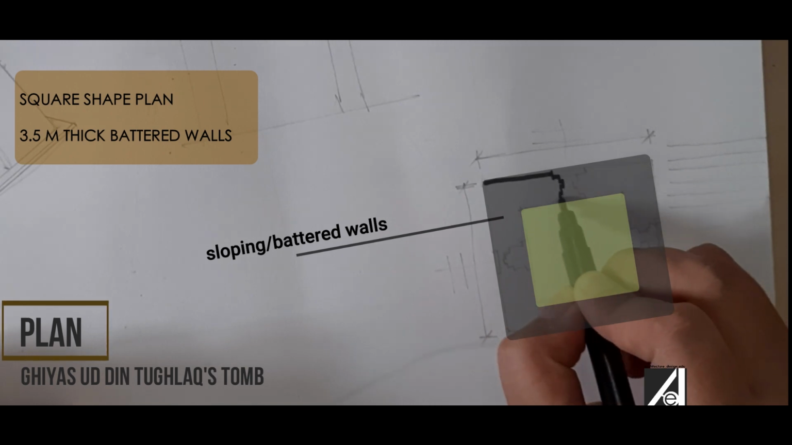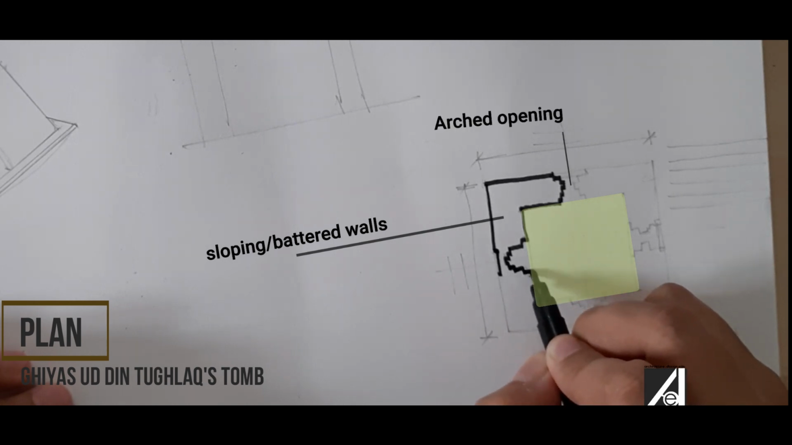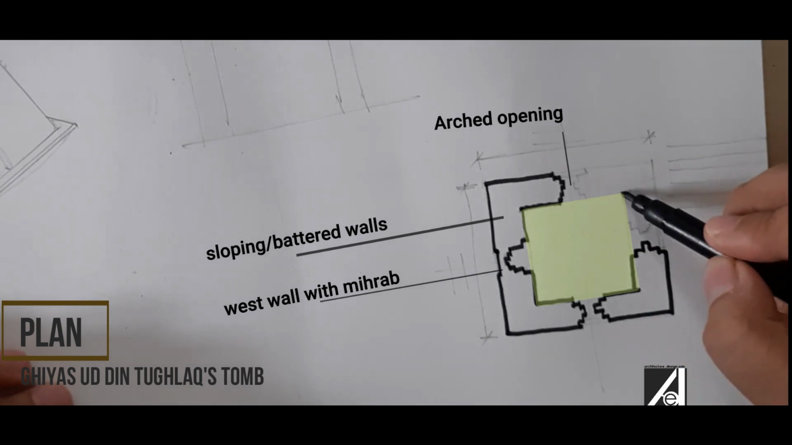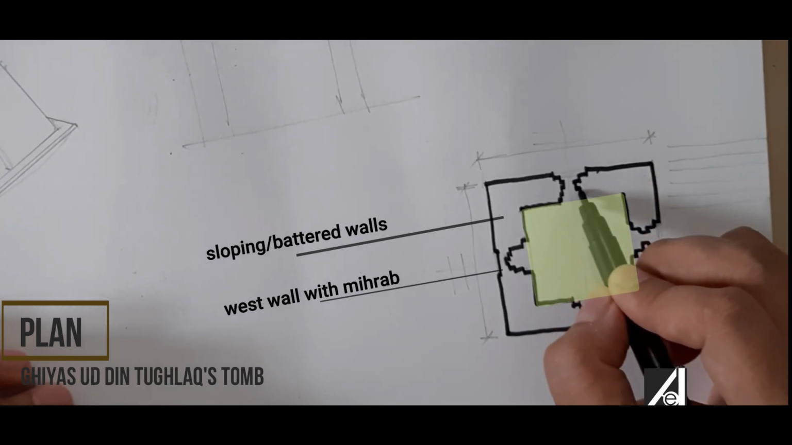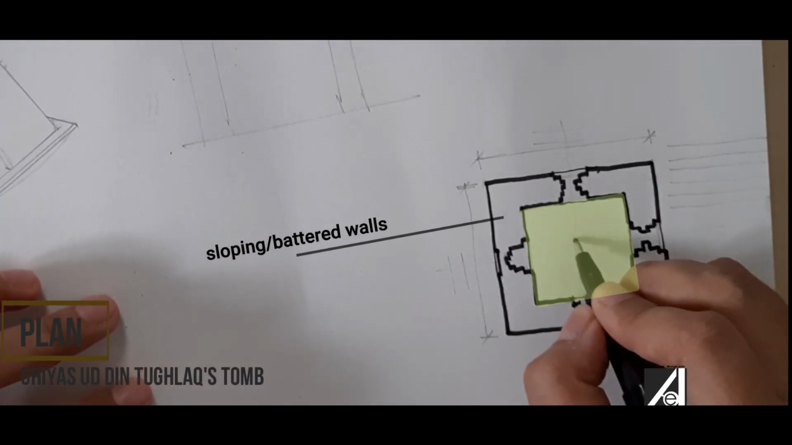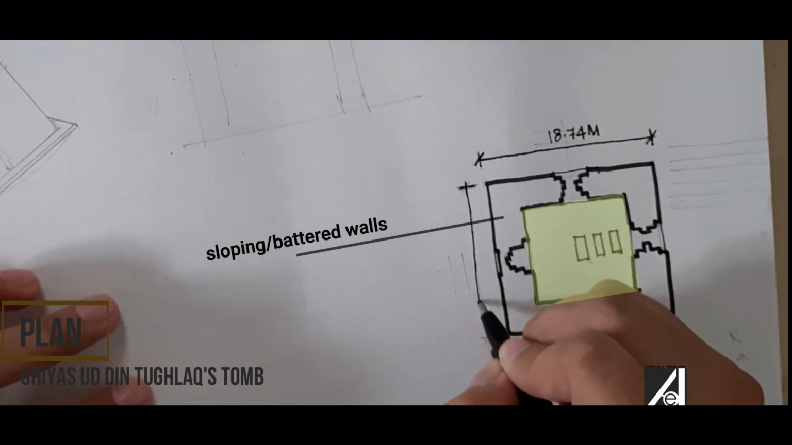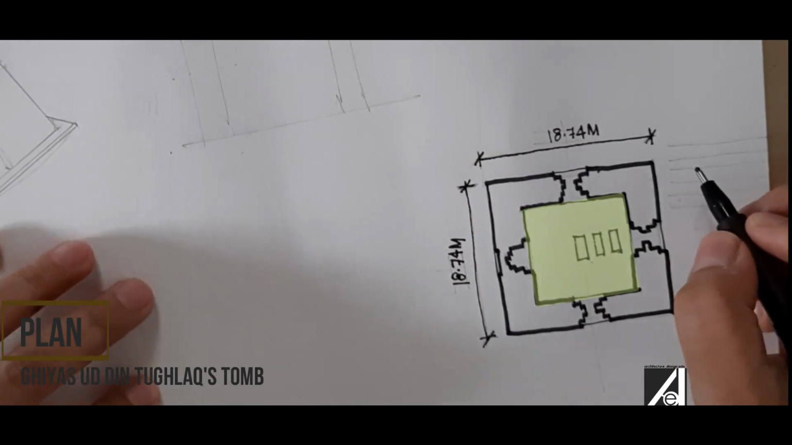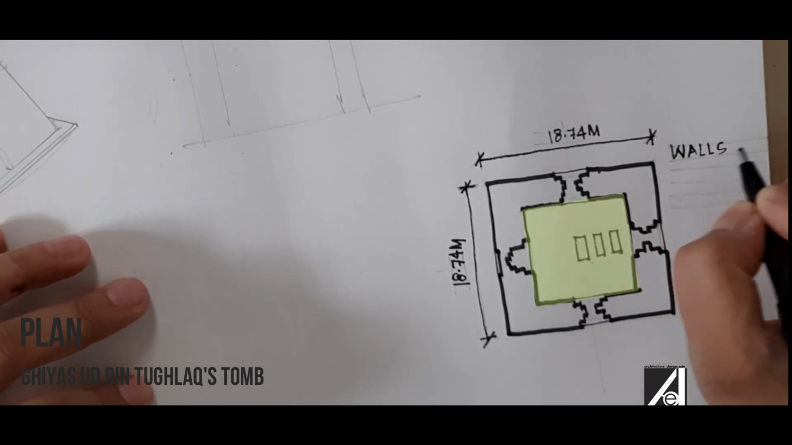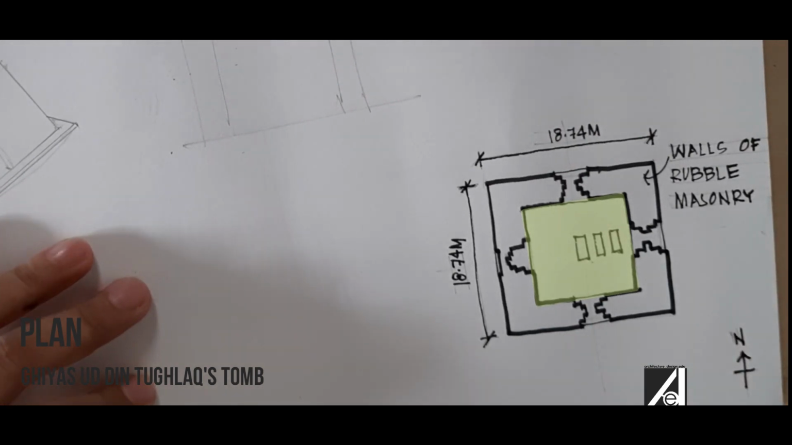The plan is square with massive battered, that is sloping, walls topped by a hemispherical dome. The north, south and east sides are punctuated with arched openings while the west wall has a mihrab. The tomb houses three tombstones, that is of Ghiyasuddin Tughlaq, his wife and his second son. The tomb measures 18.74 meters externally and internally it measures 11.74. That makes the wall thickness 3.5 meters.